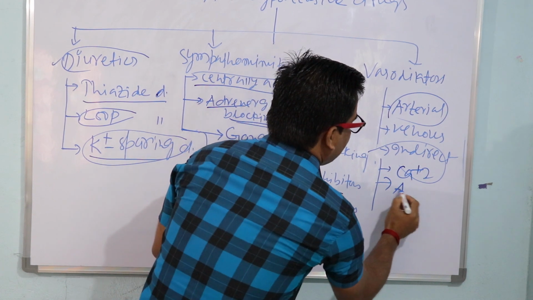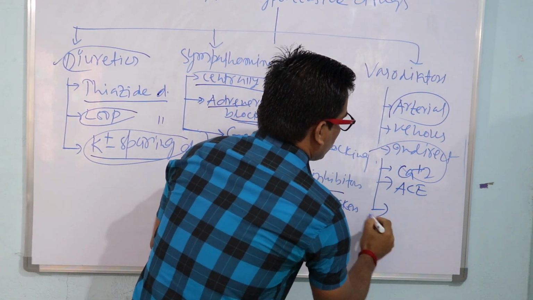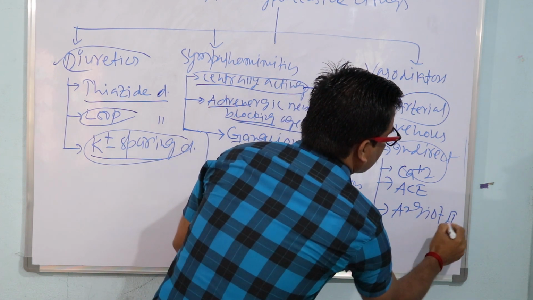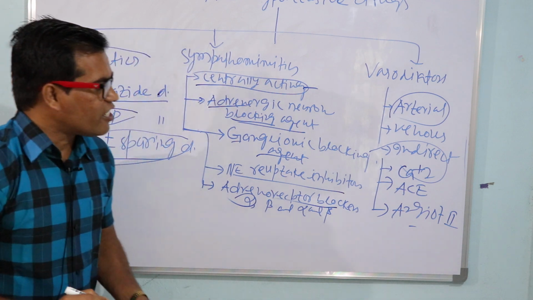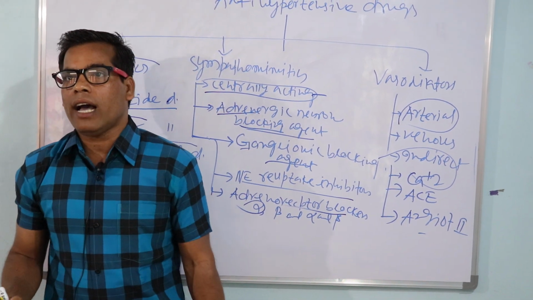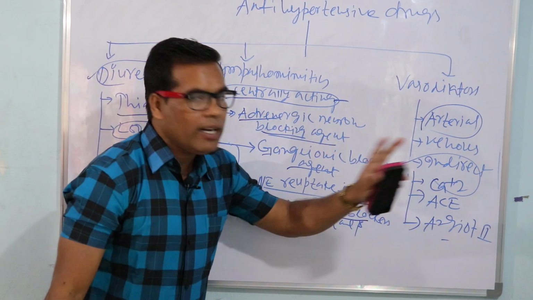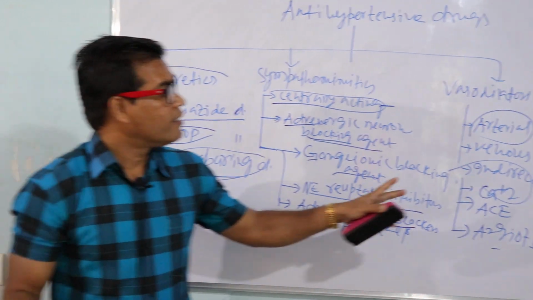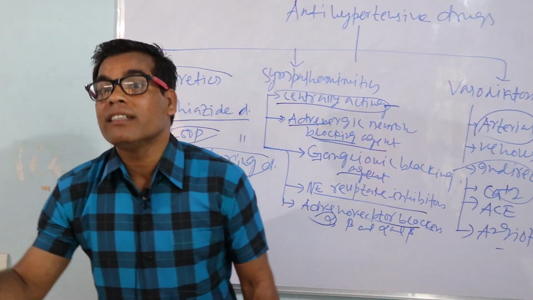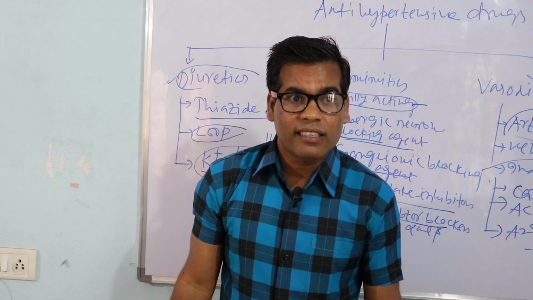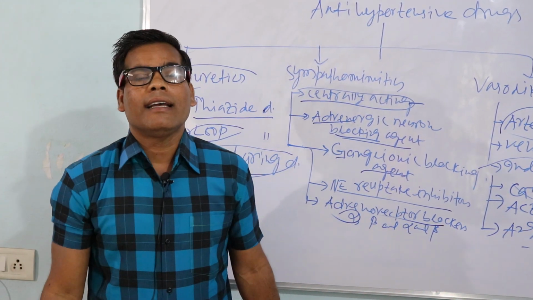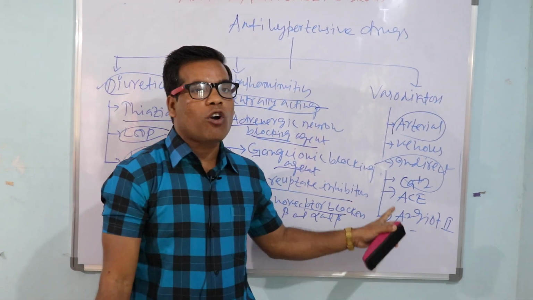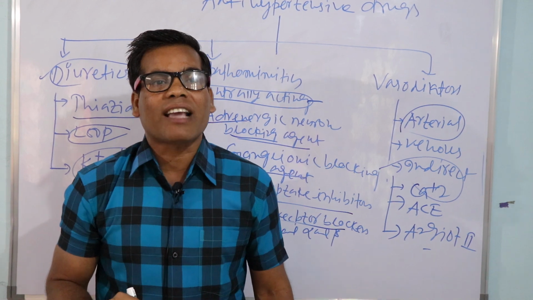Second one is called ACE inhibitors. Third one is called angiotensin 2 receptor antagonists. Now, calcium channel blockers are again classified into groups. There are different types of calcium channels present in the cell membrane: the L type, T type, N type. L type means long acting, T type means transient, N type means neuronal. All the organic calcium channel blockers act through the L type calcium channel.